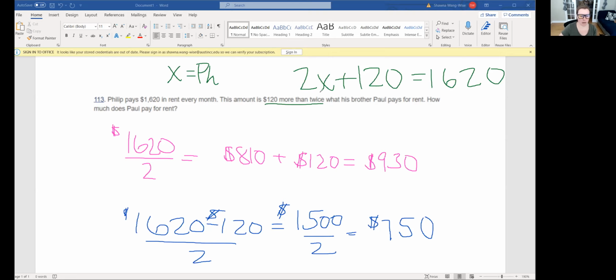So the way it's written right now, doesn't it sort of look like this is Paul? Because Paul pays twice Philip and more than 120 more than twice Philip. Isn't this whole thing Paul? What do we think? So Paul is 120 more than twice. Wait, Philip is 120 more than twice Paul? Who pays more? Because we're getting confused here because we don't know if X should be Philip or Paul. Philip pays more. So does he pay more? I'm just verifying.